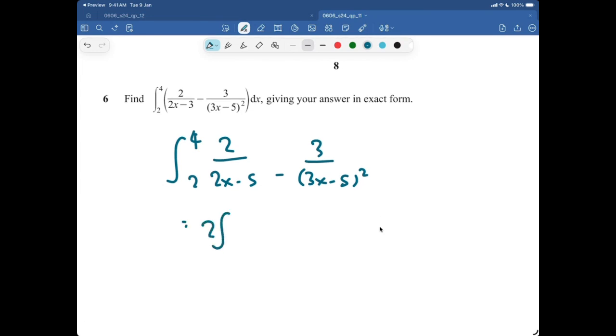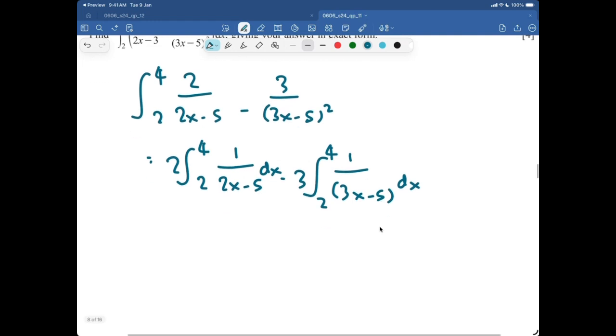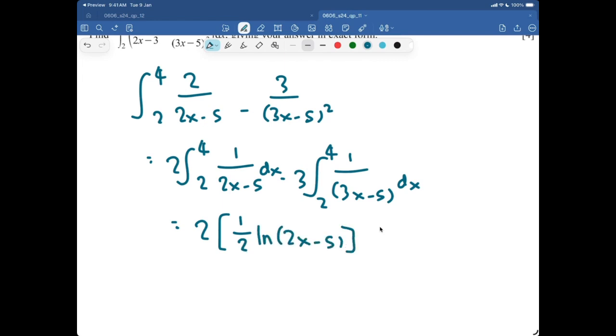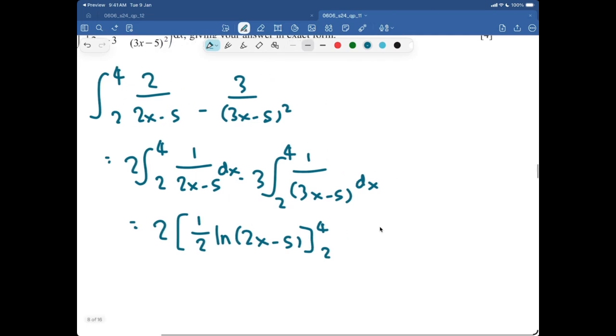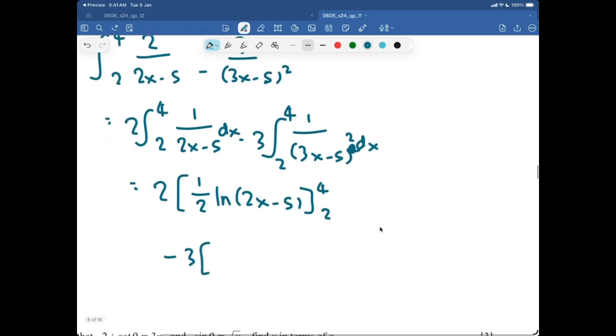We can split this up into two integrals and then pull the constant out. I forgot the dx. So the first one should be trivial: 1 over 2 ln of 2x minus 5, from 2 to 4, minus 3 times something.